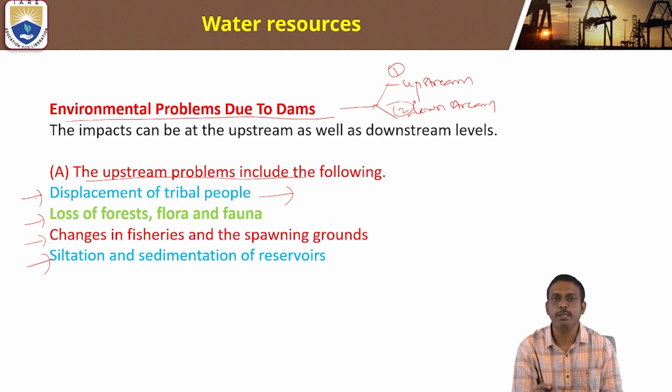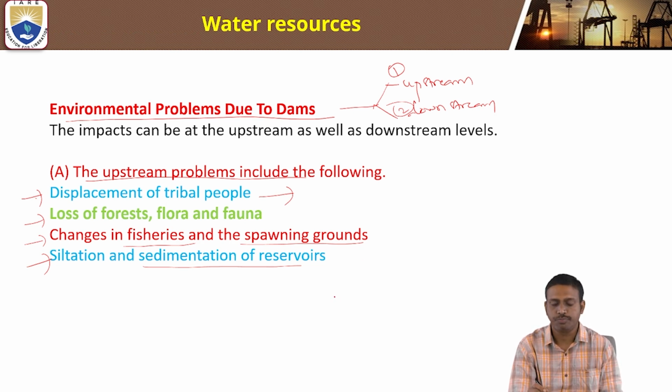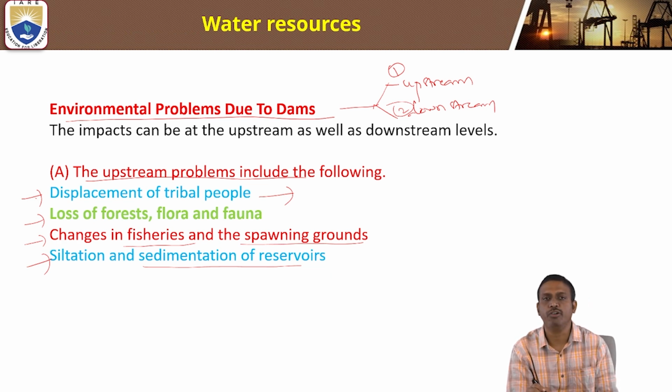One of the upstream environmental problems is displacement of tribal people, loss of forest, flora and fauna, changes in fishery and spawning grounds, siltation and sedimentation of reservoirs. All these are the upstream problems due to the dams. Upstream problems are displacement of tribal people, loss of forest, flora and fauna, changes in the fisheries and spawning grounds, siltation and sedimentation of reservoirs.